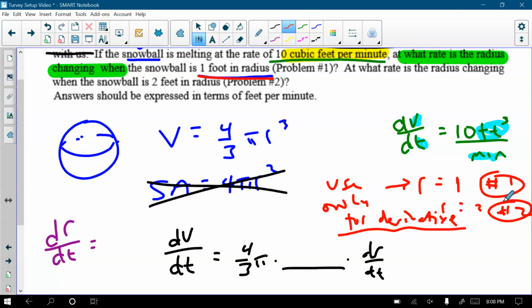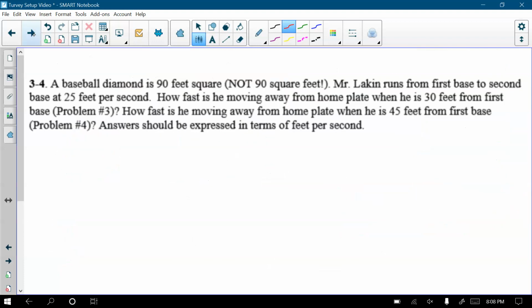Okay, next one. Oh my gosh, it took 5 minutes with that. Faster! A baseball diamond is 90 feet square, not 90 square feet. If you haven't tried the problem, you should probably pause and try before you just watch how to do things. Again, think for yourself before you try to get some help with it. Mr. Lakin runs from first base to second base at 25 feet per second, which sounds pretty fast. How fast is he moving away from home plate when he's 30 feet from first base? How fast is he moving away when he's 45 feet from first base?